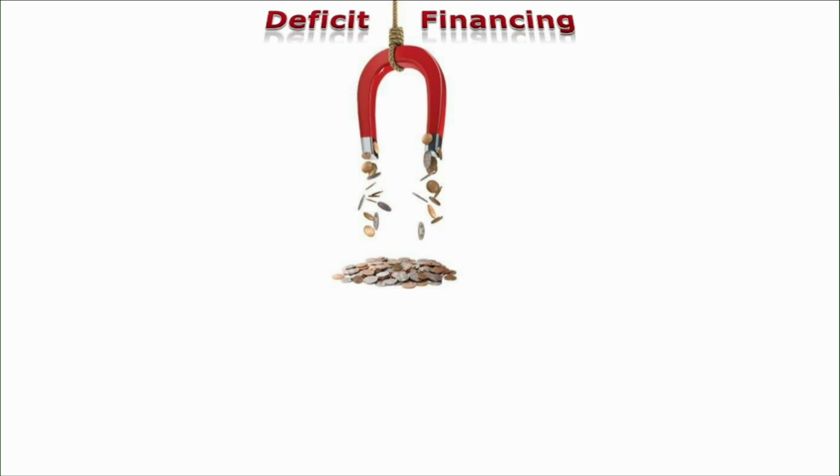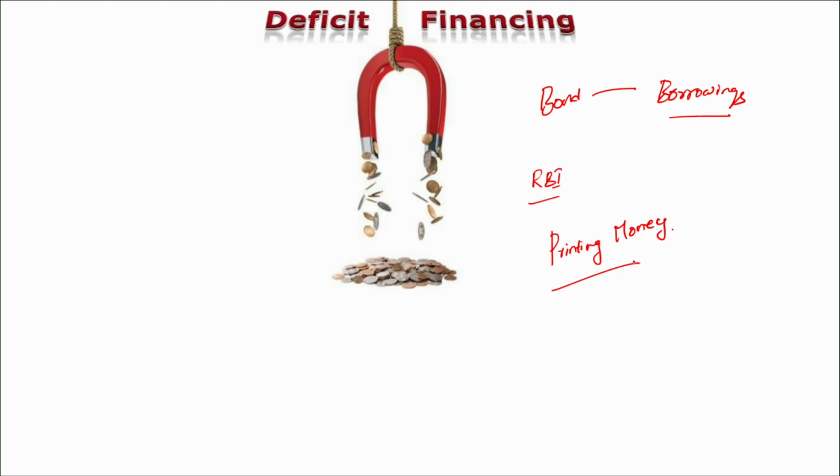There are simply two different ways. One is the government could simply print bonds and sell them in the market and raise money, which is simply what we say the government borrowing money. Or the RBI could buy the debt and finance it by printing money. So there are two different ways.